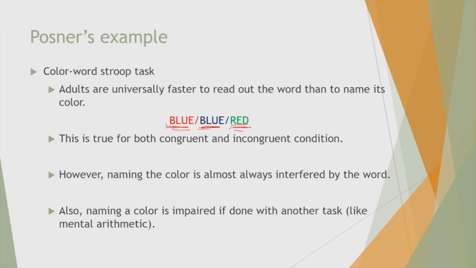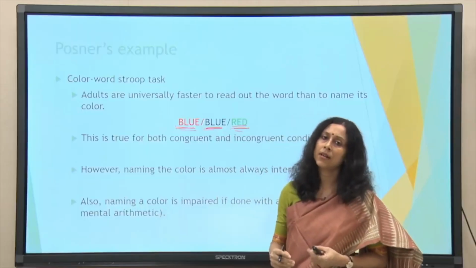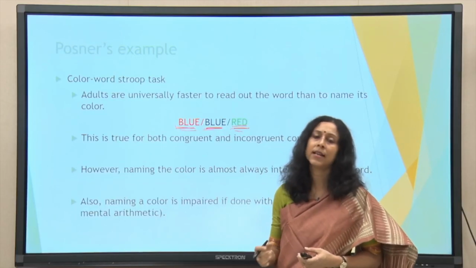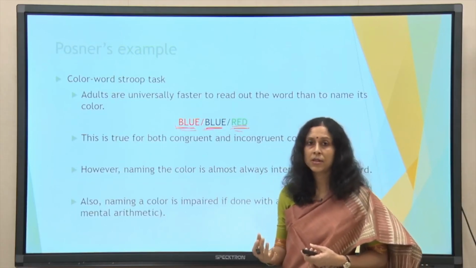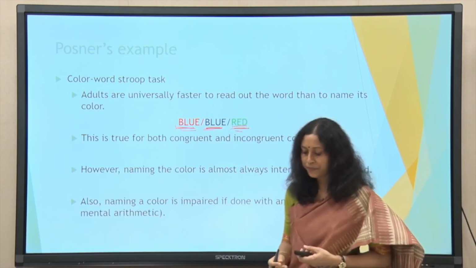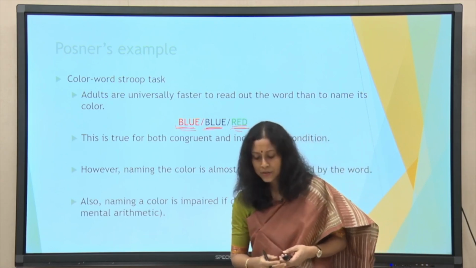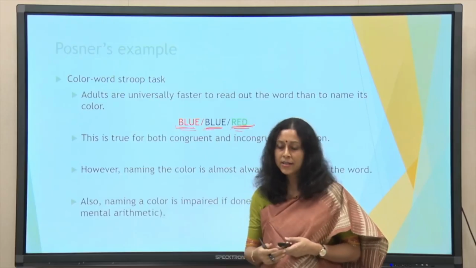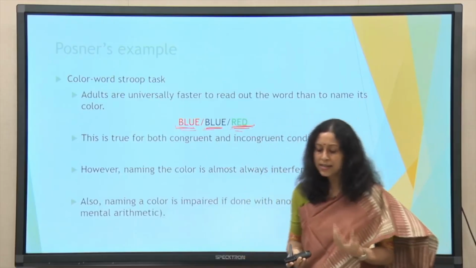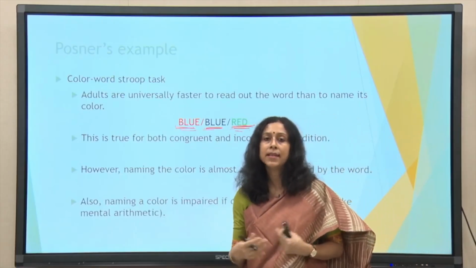However, on the other hand, the process of naming the color is not an automatic process, it is a controlled process, and hence it gets affected by the word. So, if you have to name the color blue and it is written in blue, it is slightly faster, but when you have to mention the color, but the word is written in another color, for example, here it is green, you have to say green, but the word says red, there is a conflict, and in these cases the naming is impaired.